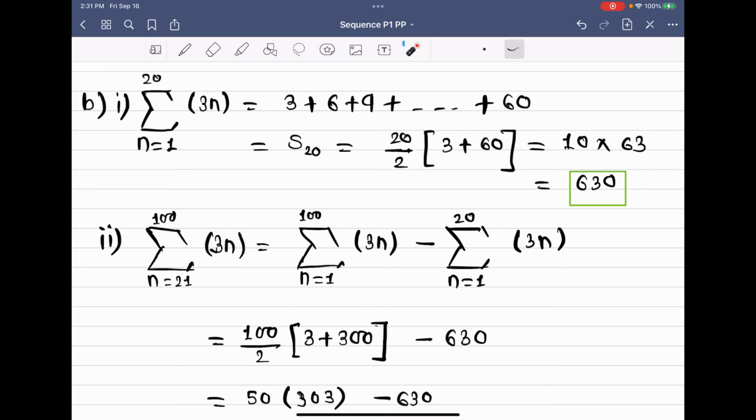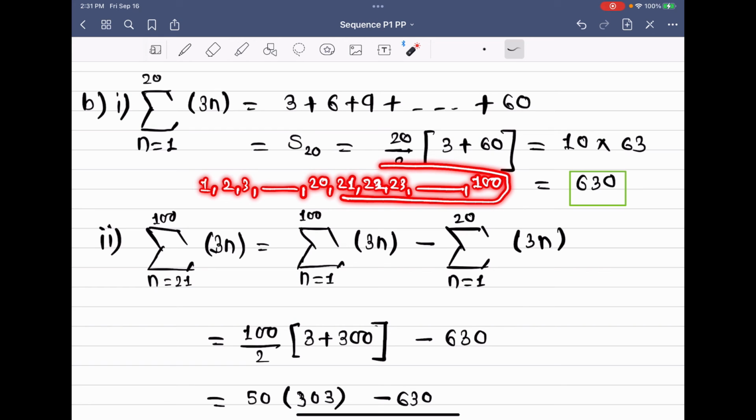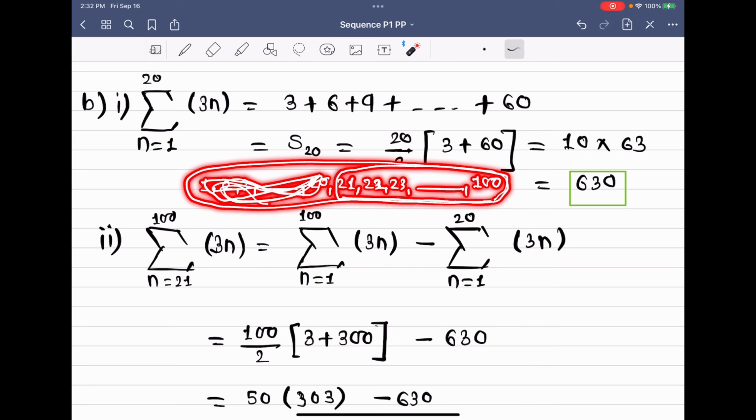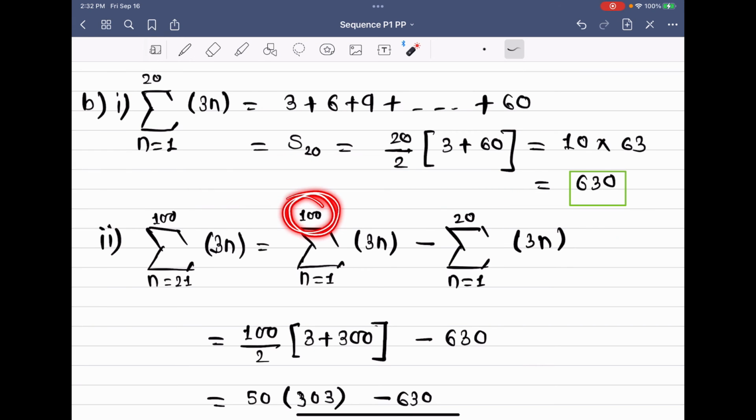To make this calculation easy, first, if I write down 1, 2, 3 up to 20, then 21, 22, 23 up to 100, I want to find out this sum from u21 to u100. What I will do, I will find out this full sum 1 to 100 and then I will subtract this sum. So I will get u21 to 100.